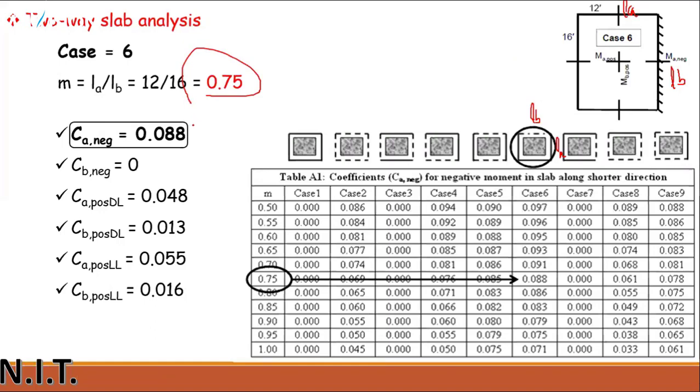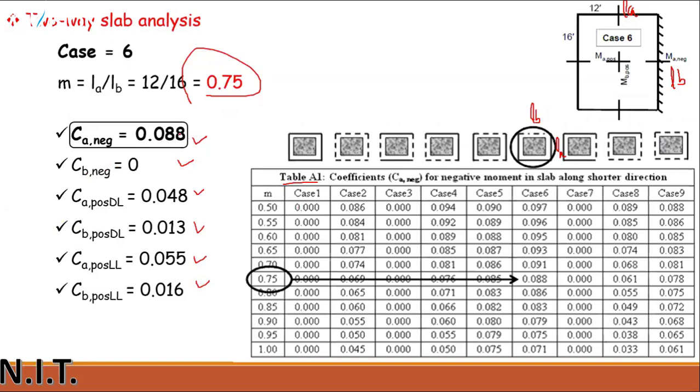By using all these, by using the value of M and the case number 6, find out all these moment coefficients from the tables A1, A2, A3, A4, A5, and A6. Those tables are given over here. Clear? So these are the moment coefficients which have been found from these tables.